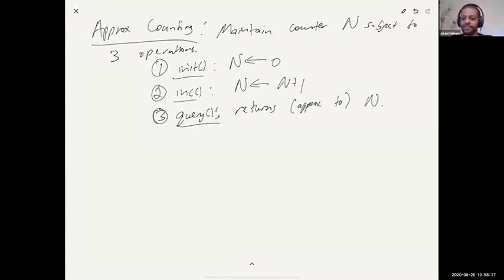exact solution. So we're going to settle for an approximate solution where I don't necessarily want the exact value of the counter, but I'm happy to have it to within, say, 1% error.